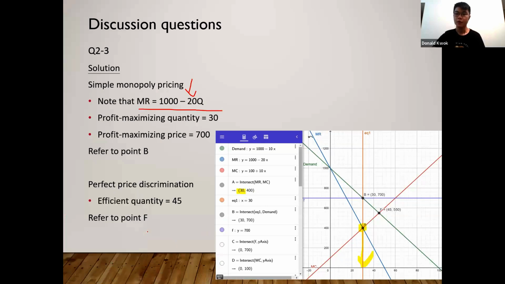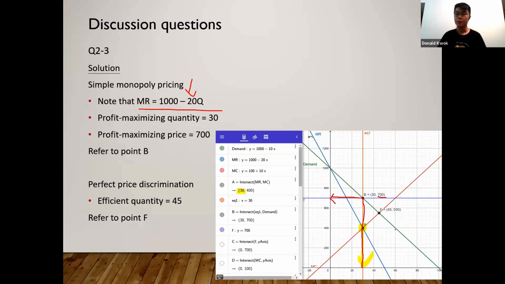And finally, step 4, charge a monopoly price according to the demand curve at this profit maximizing output. So it will be point B here, according to the demand curve at this quantity. And we have the profit maximizing price, $700. So point B will be giving us the result.